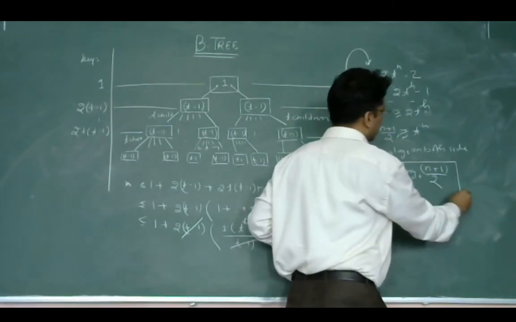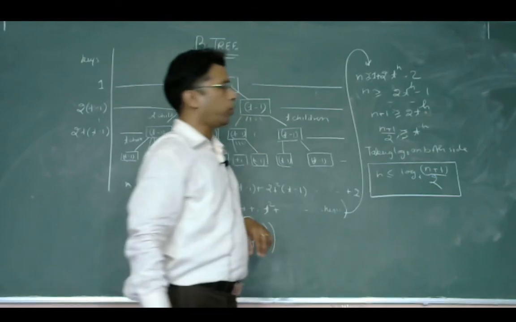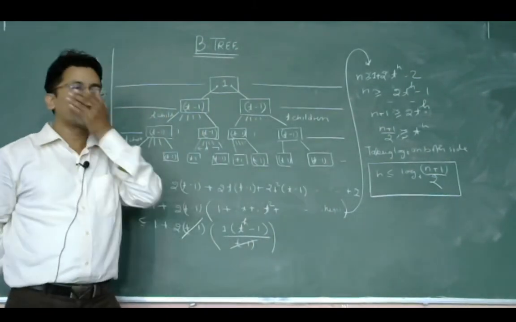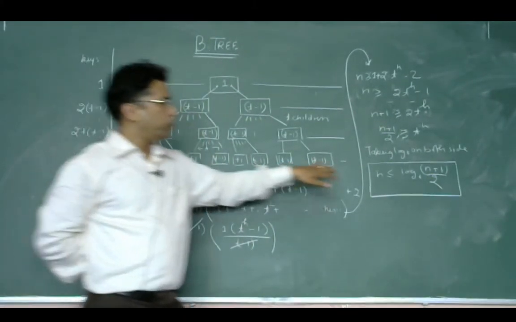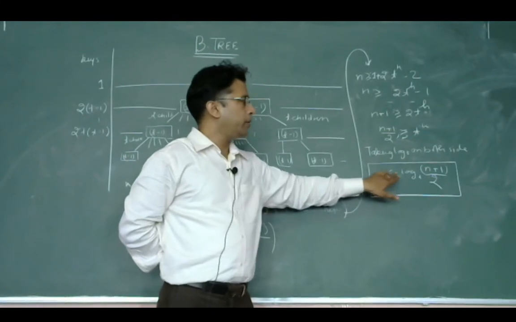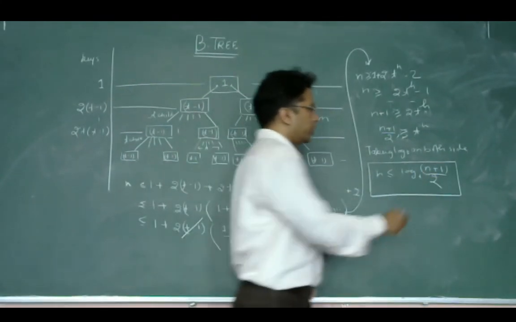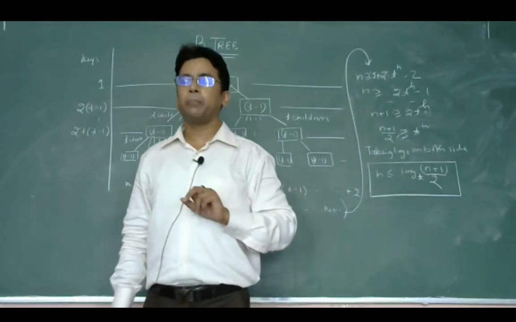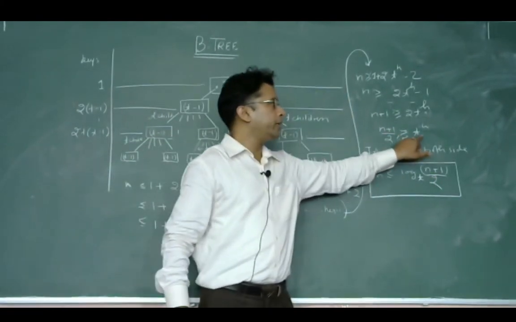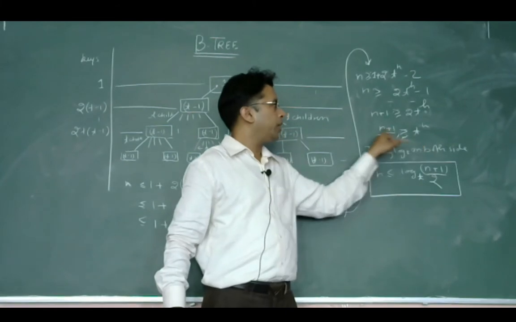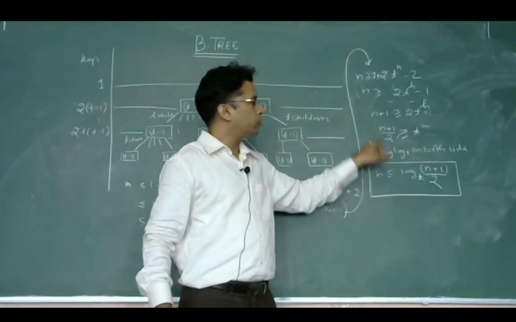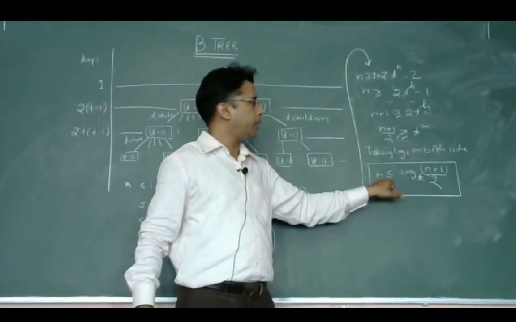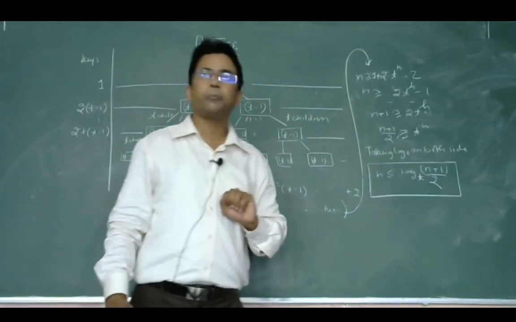So this is the statement that we wanted to get, that h would be less than log n plus 1 by 2, where the base is t. By taking the log base t, t would cancel out, this will become h, and this will become log base t. So h would be smaller than log base t of n plus 1 by 2.